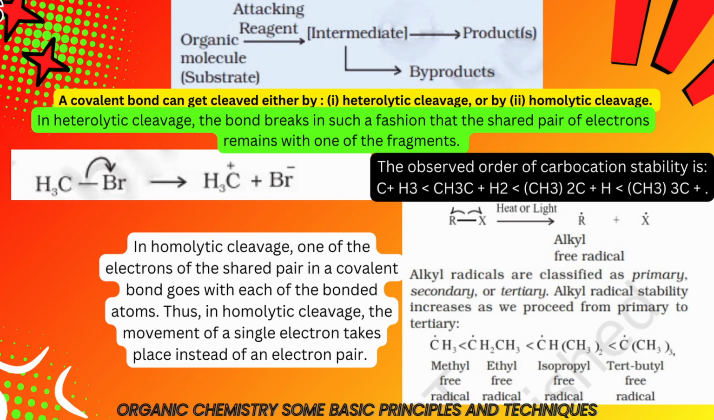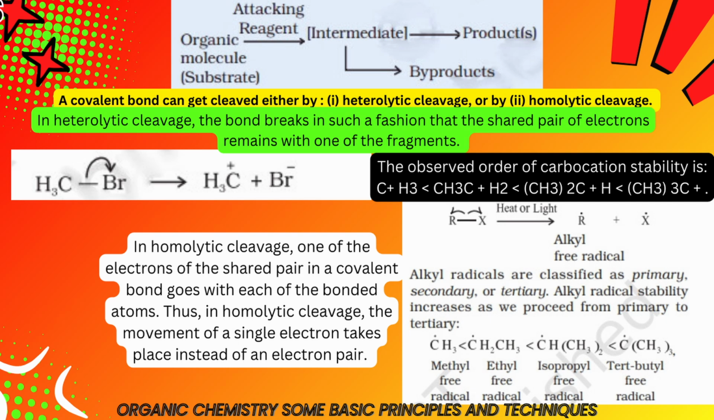When a covalent bond breaks, it can do so in two main ways. The first is heterolytic cleavage, where the shared pair of electrons goes entirely to one atom. For example, in bromomethane, the bond breaks to form a positively charged carbocation and a negatively charged bromide ion. Carbocations like CH3+ are electron deficient species. Depending on the number of alkyl groups attached to the carbon, they are classified as primary, secondary or tertiary.